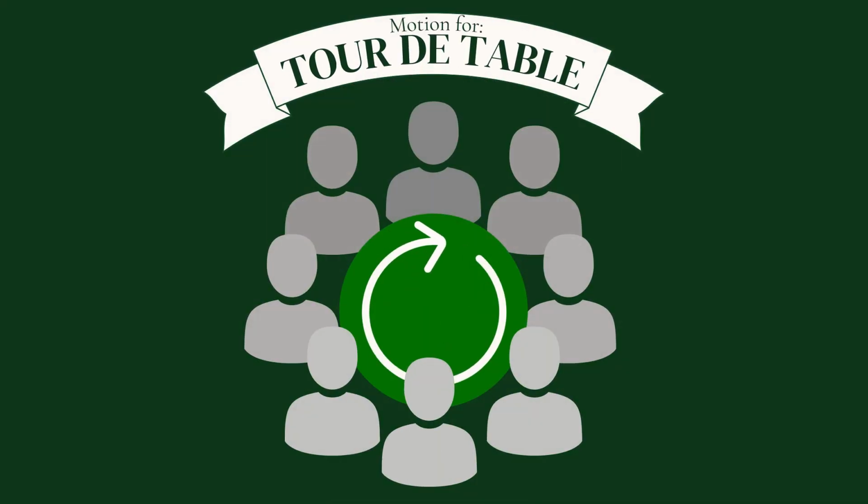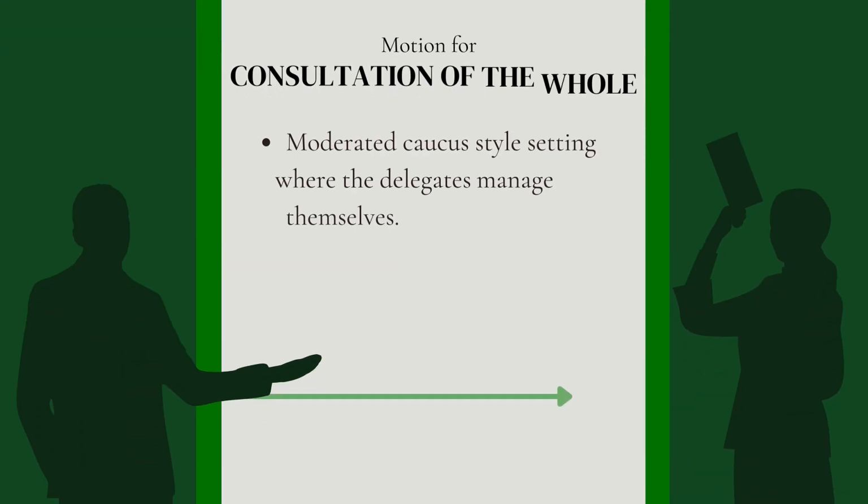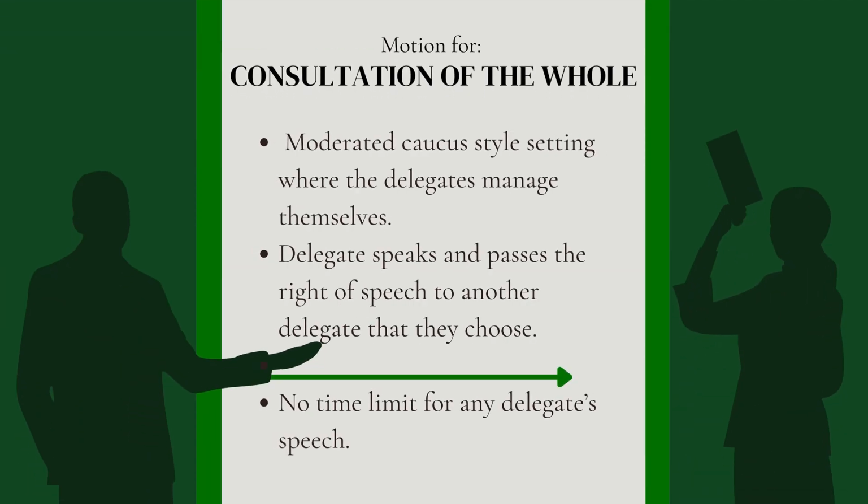The tour de table or round table gives every delegate the chance to hold a speech on a certain topic. They will all speak in alphabetical order. Next is the consultation of the whole, which is a moderated caucus-style setting where the delegates manage themselves. A delegate makes a speech and passes the right to speech to another delegate that they choose. There is no time limit for any delegate speech.